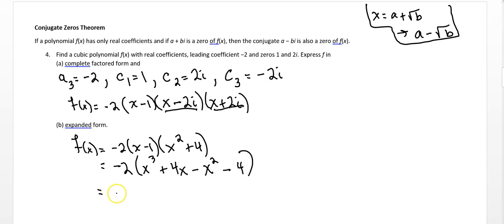And distributing the -2. And I'm going to go ahead and write it in descending order as well. So that's -2x cubed plus 2x squared minus 8x plus 8. And so this is our function in expanded form. Moving on.